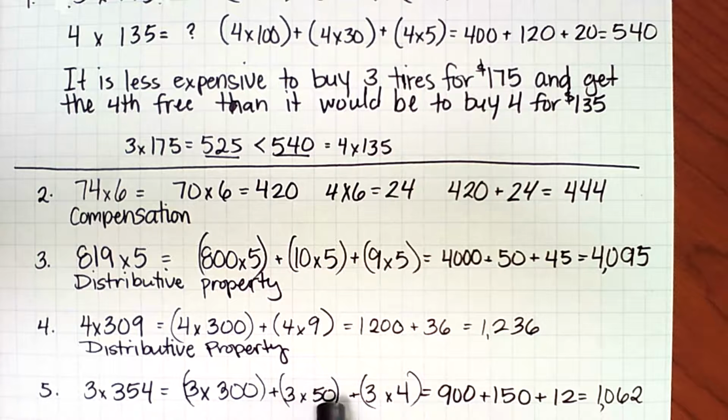So 350 and 4. 3 times 3 is 9, so 3 times 300 is 900. 3 times 5 is 15, so 3 times 50 is 150. And then 3 times 4 is 12. When I added together 900 plus 150 plus 12, 900 plus 100 is 1,000. 1,000 plus 50 is 1,050. 1,050 plus 12 is 1,062.